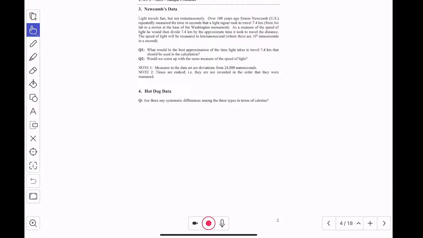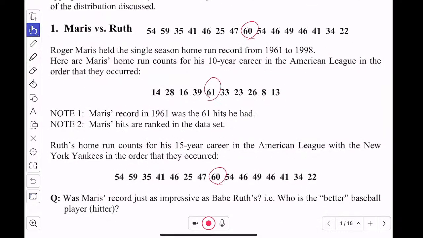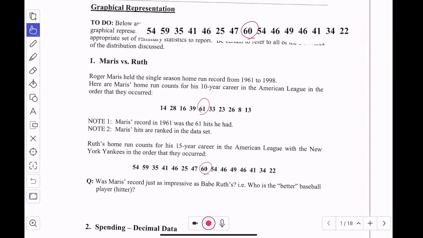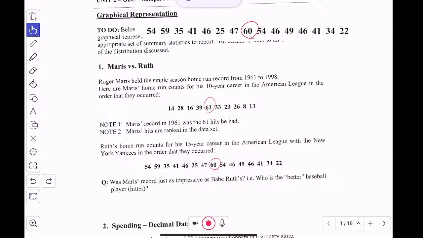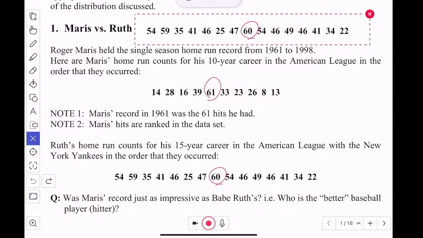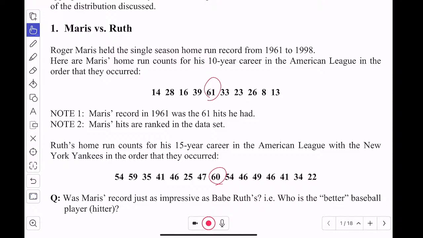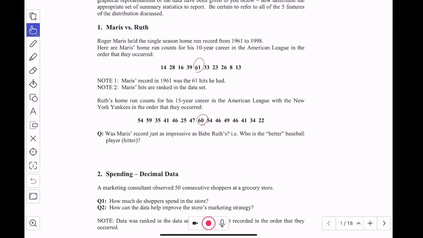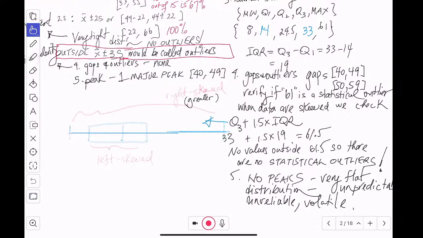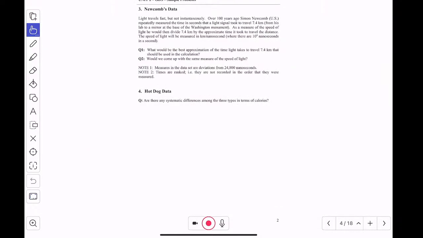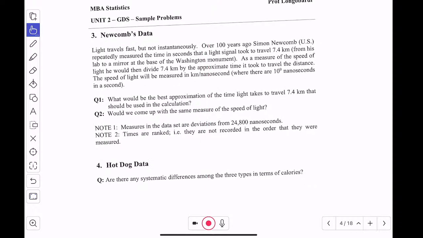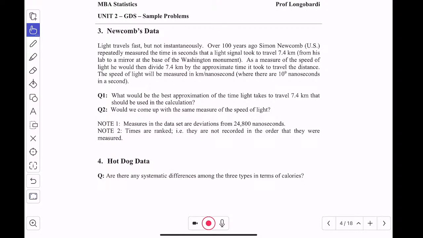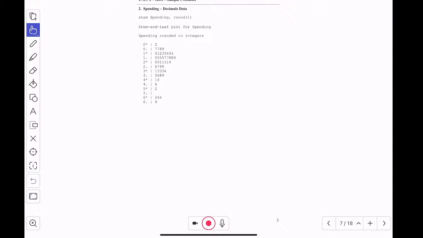What I want to do next is talk about more of, sorry there. Okay. So we talked about Maris and Ruth, we talked about the spending data, and then I did some background stuff, and I wanted to talk briefly about this because this gets us to the next unit.